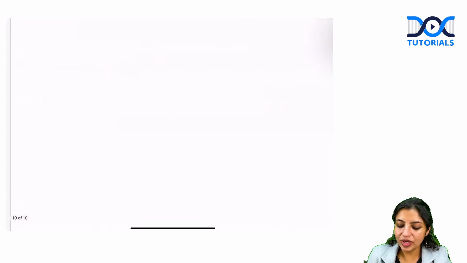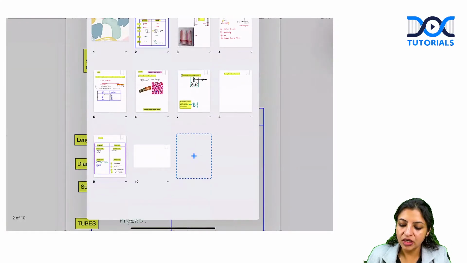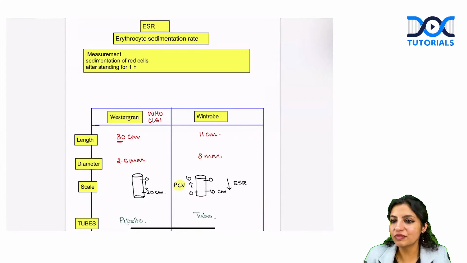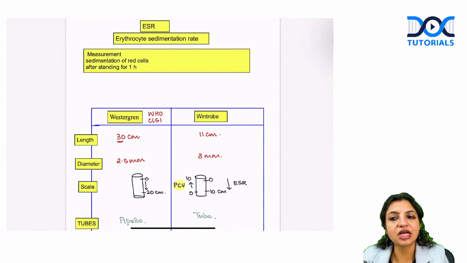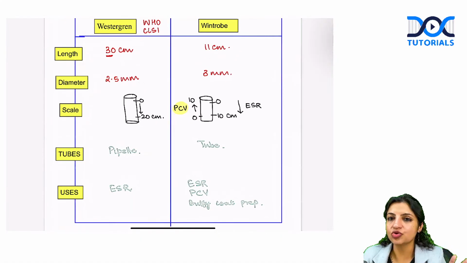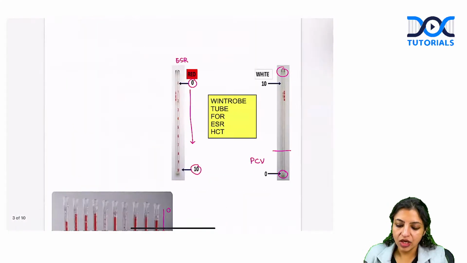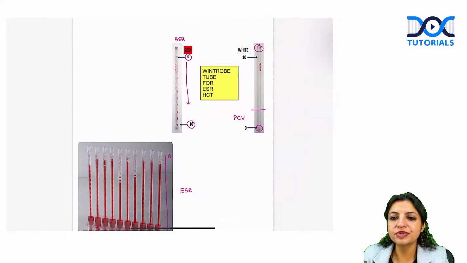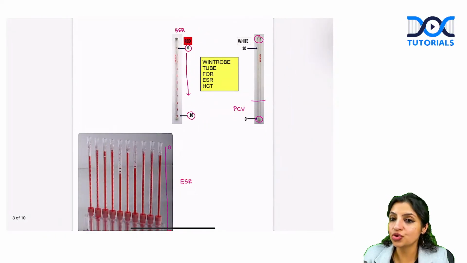Okay. So let's quickly recap what all we have studied here. So first, what is ESR? It is just measurement of the sedimentation of RBC after standing for 1 hour. How many methods of ESR? There are two methods, Westergren and Wintrobe. Write about their length, markings, bore size, pipette, and uses. So that will complete the difference between ESR in Westergren and Wintrobe. Once you have written that, draw the two tubes, both Wintrobe and Westergren, and show that Westergren is a pipette, open from both ends, Wintrobe is a tube, marking from both sides.